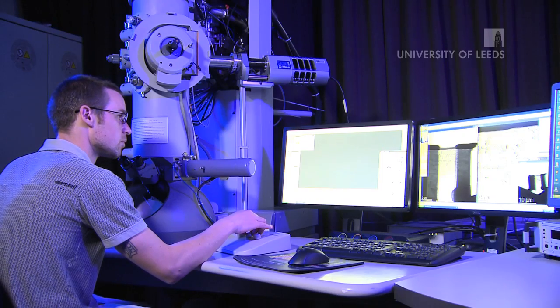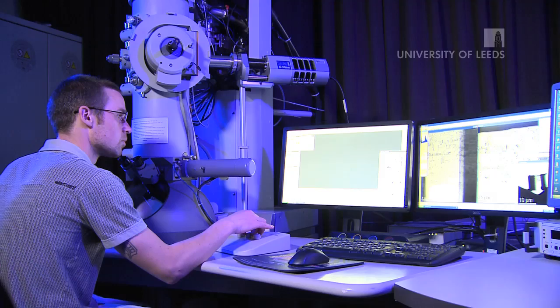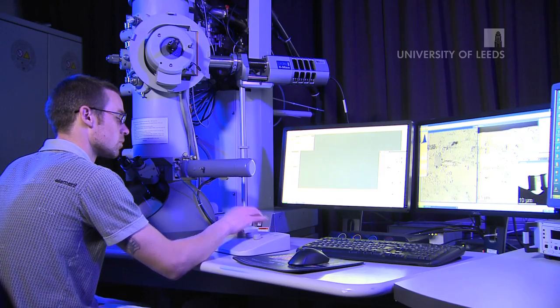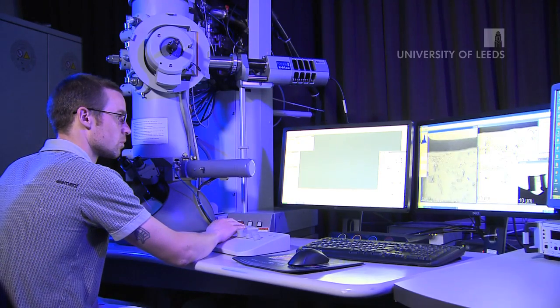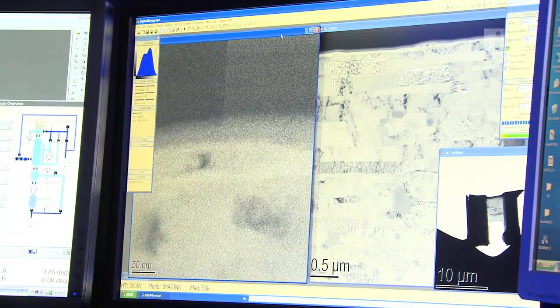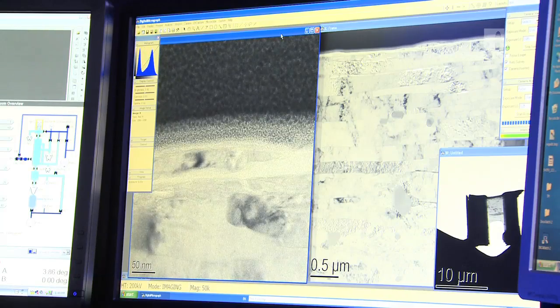Unlike the SEM, the transmission electron microscope analyses at a much greater detail, right even down to atomic resolution. Again, it can image the structure and also the chemistry, but it does this in projection, and that allows you to look at the internal structure and chemistry of the material.